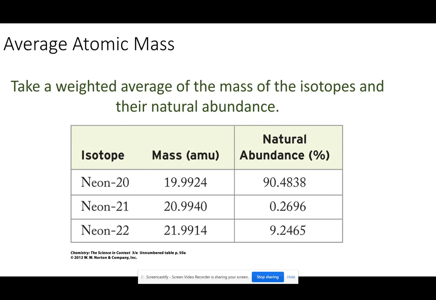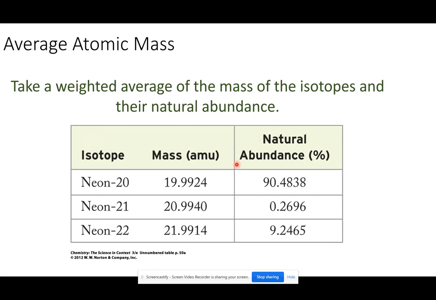You're close. As it turns out, all 3 of these isotopes for neon exist. The problem is they don't exist in equal amounts. So it's not that we have 33.3% of neon-20 and 33.3% of neon-21 and 33.3% of neon-22. They exist in different amounts. The amount that they exist in is called the natural abundance.